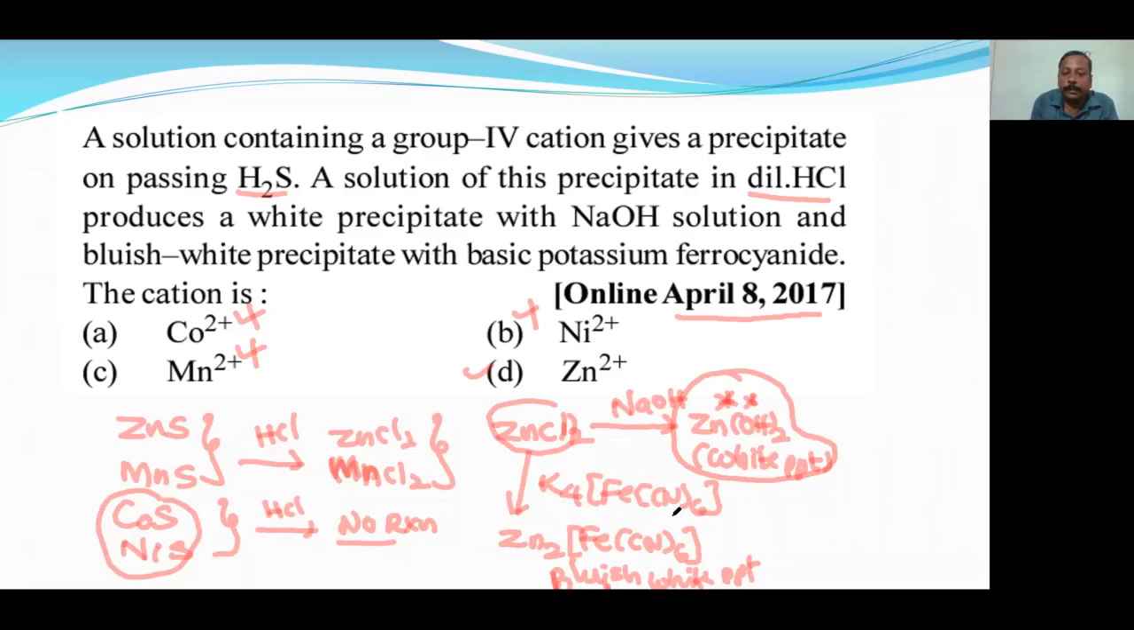K4Fe(CN)6, when treated, the 4 potassium will be simply replaced by 2 zinc, and it will give you which type of precipitate? A bluish white precipitate. This is the formula of the bluish white precipitate. The formula of the white precipitate will be zinc hydroxide. So our answer to this question is D. I think all of you will note down.